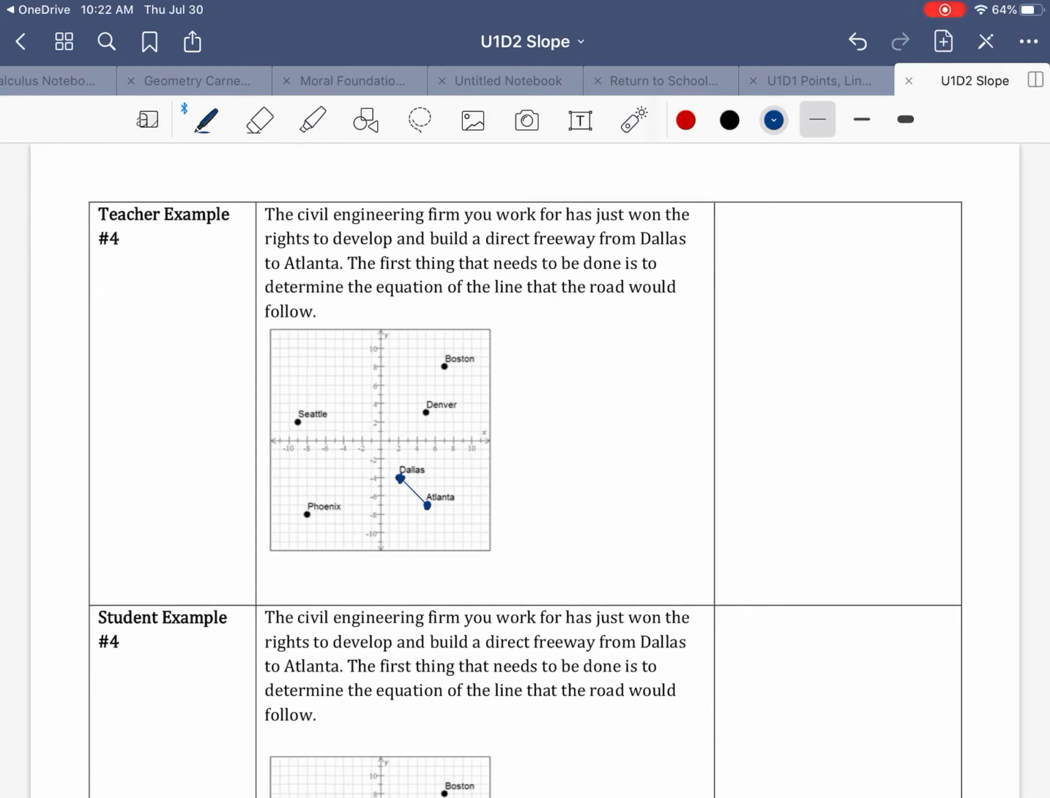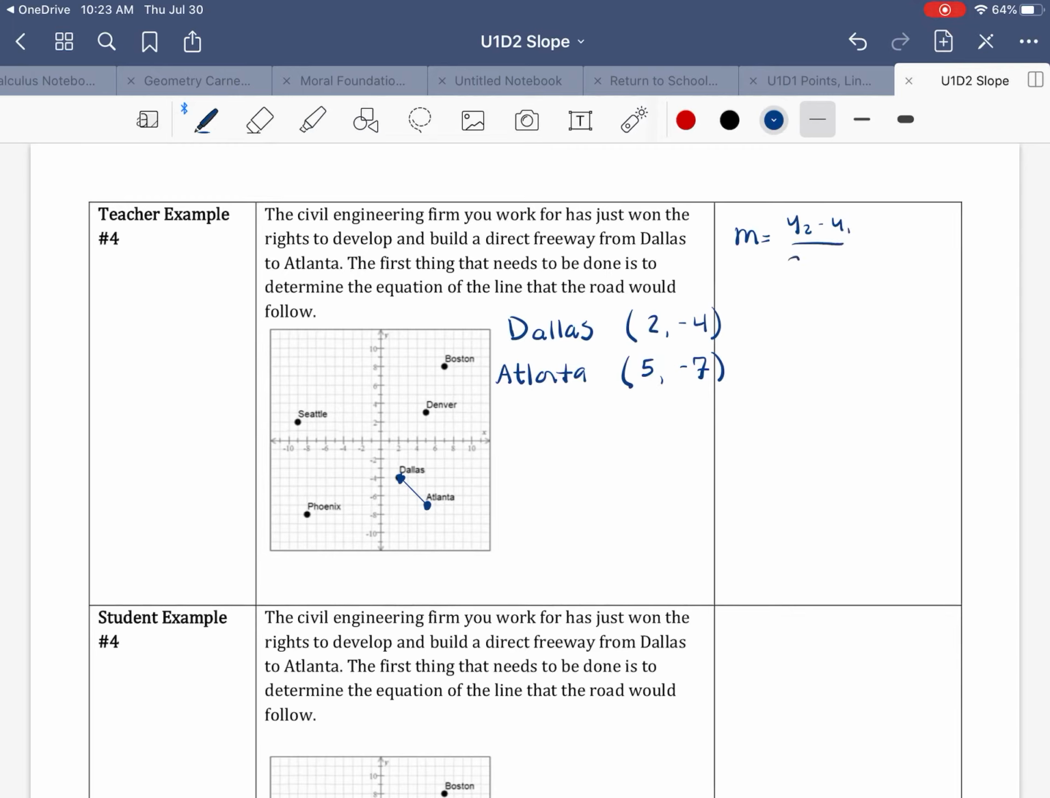Now, in order to find the equation, there's a couple of things that we need to know. We need to know the slope, and we need a point, or we need the y-intercept. All right, here, we actually are given 2 points. We know where Dallas is, and Atlanta is at 5, -7. So we're given 2 points, which is actually really good because we need those 2 points to figure out the slope.